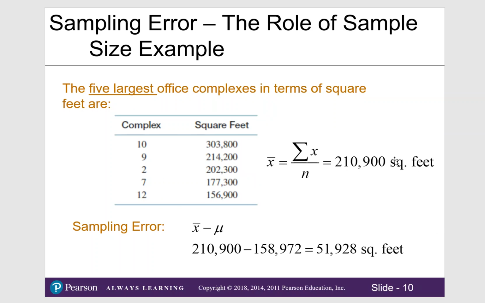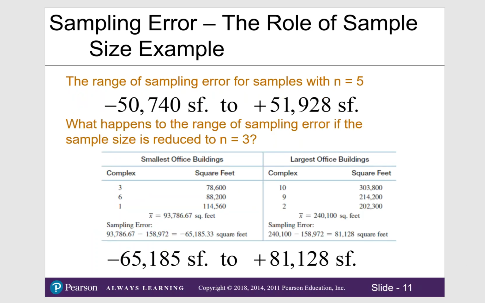So here is the 5 largest. And clearly I'm doing the exact same stuff and looking at the difference between the mean from the entire data, the population mean, versus the sample mean for the largest 5. And notice that one is actually bigger. So in this case, the largest your sample error could possibly be is this 51,928 square feet. Okay. So if we look at the range of our sampling error, here is the possible range of values that it could be.